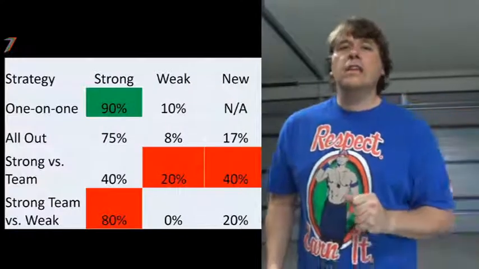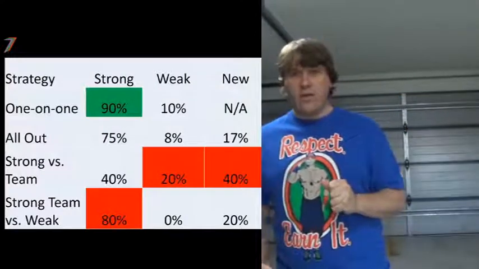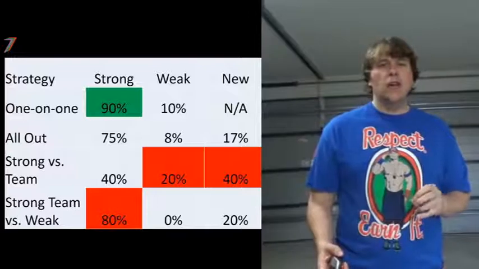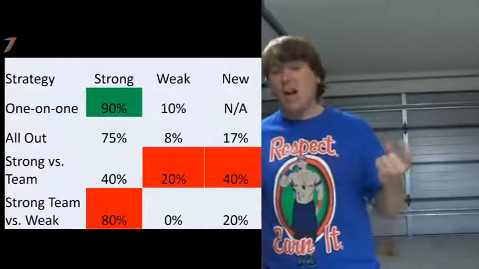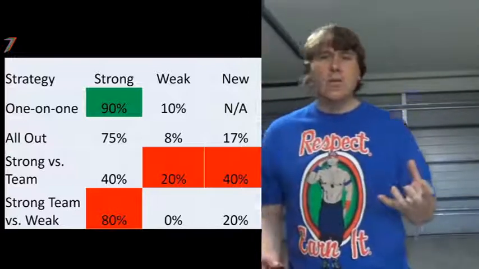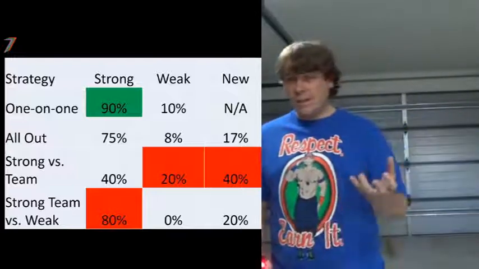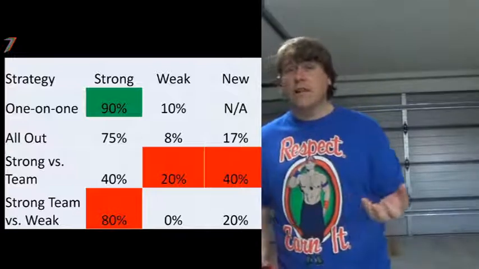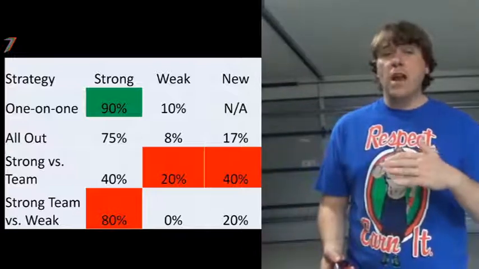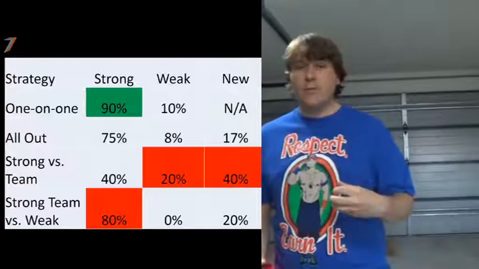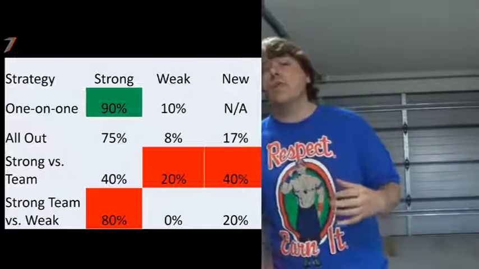So I put that out in a table here. So if it's a one-on-one confrontation, you're going to have the strongest guy winning. Well, 90% chance of winning. So that works out well for him. If it's an all-out fight, then his chances go down to 75, but they're still fairly good. So now we've got the decision between, do you have the strong guy versus a team, or do you have the strong guy teaming up with the weaker player?